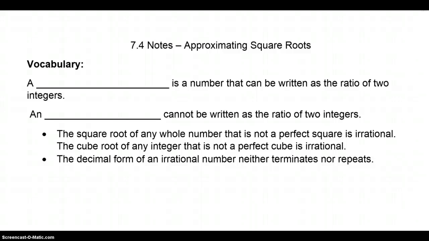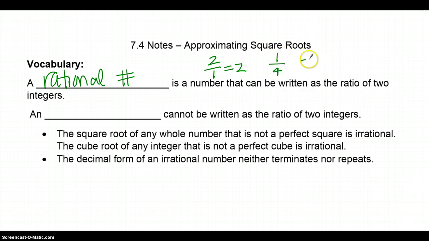Right, this is 7.4 notes, approximating square roots. And we are going to talk about a couple vocab words to start off. So a rational number is a number that can be written as the ratio of two integers. Basically, rational numbers could be 2 over 1, which is 2, or 1/4, something like that. Or it could also be a negative number. So negative 2 over, I don't know, 7 is also a rational number.